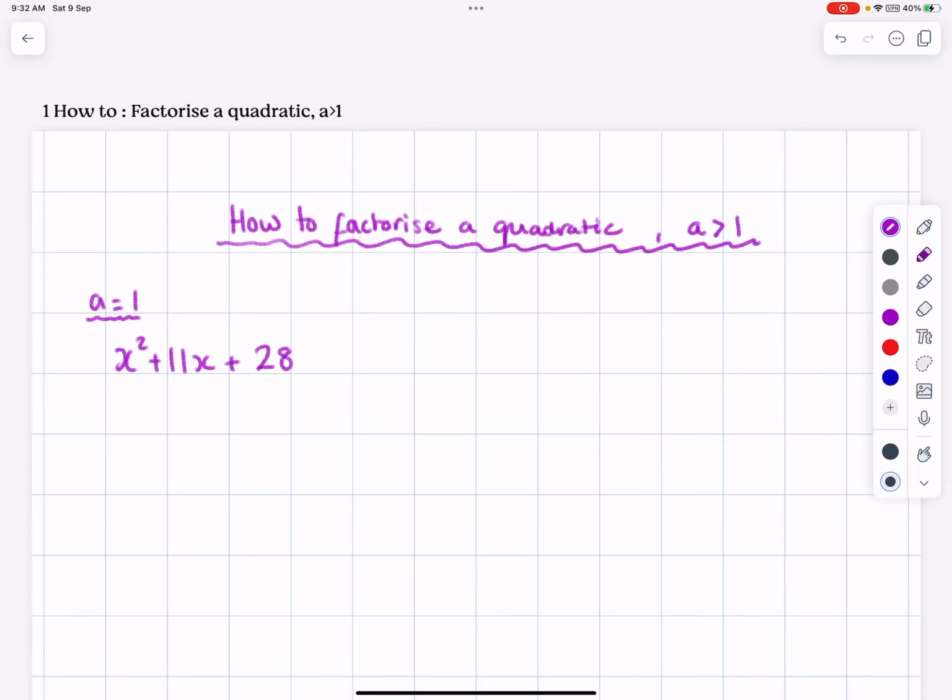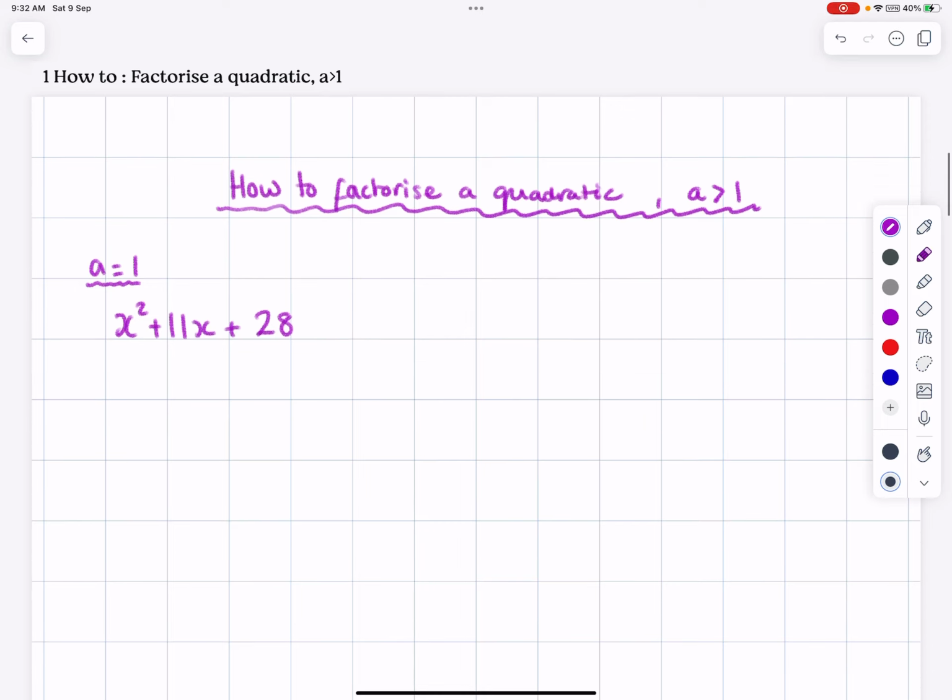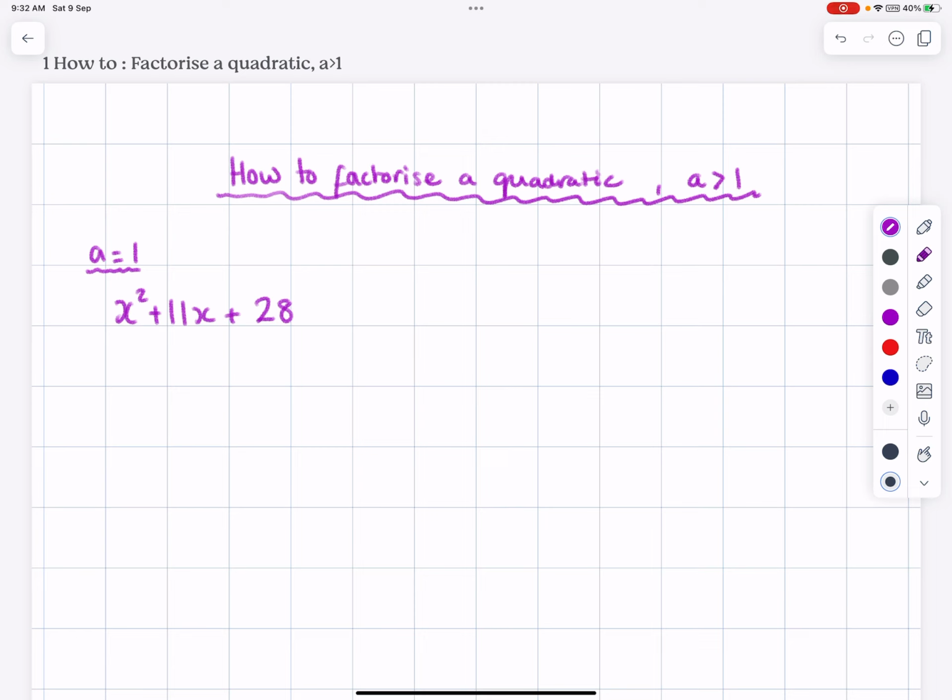Okay, this video is going to show you how to factorize a quadratic where a is greater than 1. Just before I get started, I want to check who it is that's watching this video. If you're an IGCSE student, fine. If you're an AS student or an A-level student, then it's absolutely vital that you are able to take everything I do here and then do it quicker and more efficiently as time goes on.